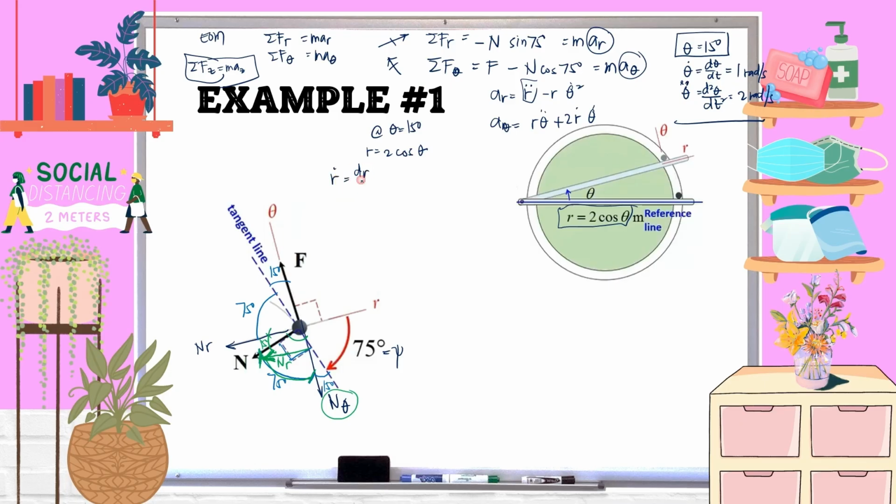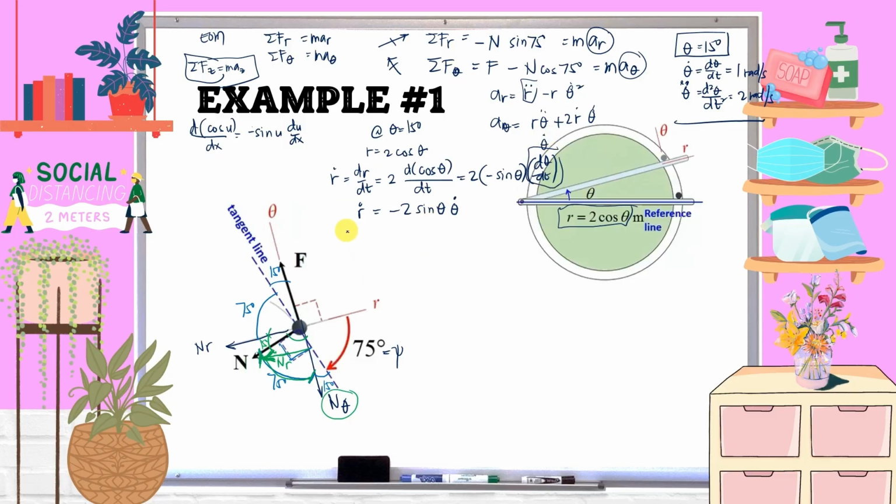R dot will be dr over dt, so the derivative of 2 cosine theta with respect to time. Take note, it differs from earlier. Why? The derivative of cosine u with respect to dx is negative sine u du over dx. Since our representation earlier was also theta, that's why we canceled out. Now, for this one, we cannot cancel out the theta. So we will have 2 times negative sine theta d theta over dt. Therefore, r dot is equal to negative 2 sine theta theta dot, because this is theta dot.